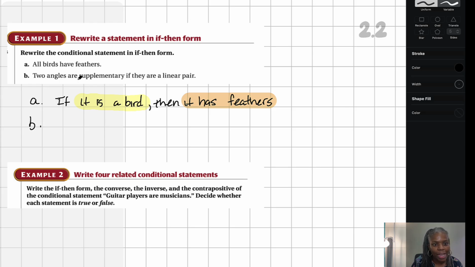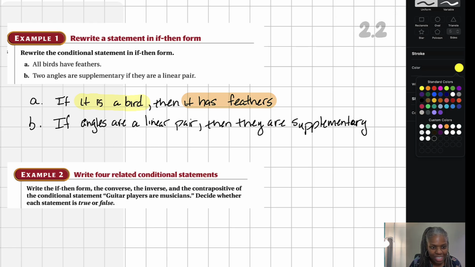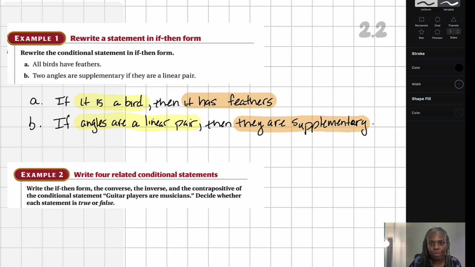Part B says two angles are supplementary if they are a linear pair. So what that tells me, I know it might seem like you want to change it around. I hope that instinct is in you, because that's what we should do. If you have a linear pair, then those two angles are supplementary. So again, the if-then form of this is if your angles form a linear pair, then they are supplementary. And that's how we want to do that when we rewrite our if-then statements.